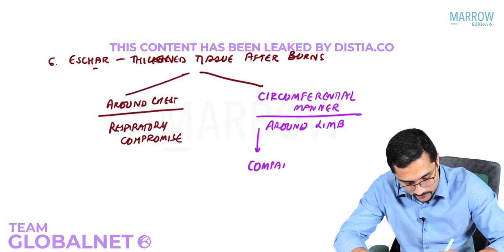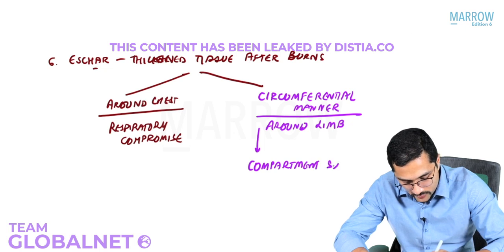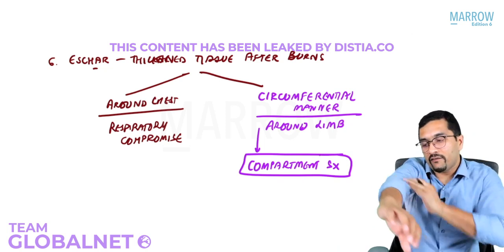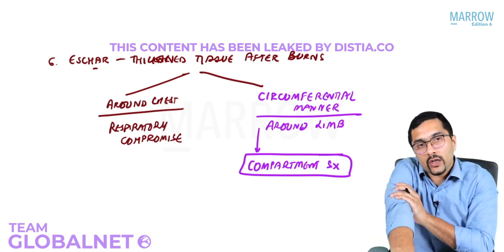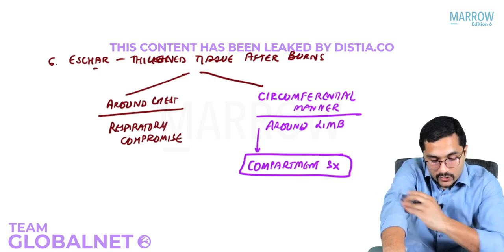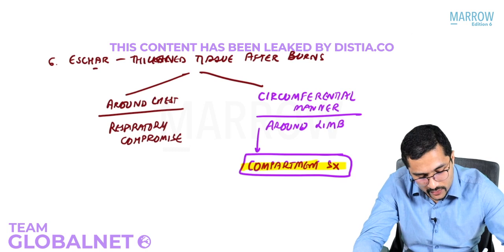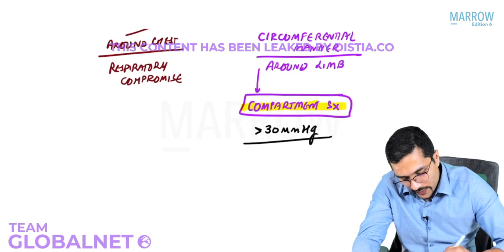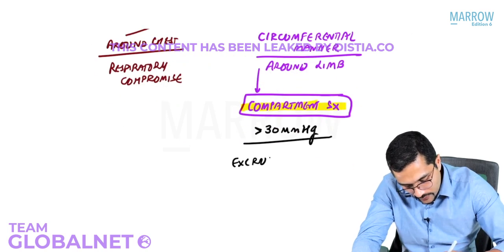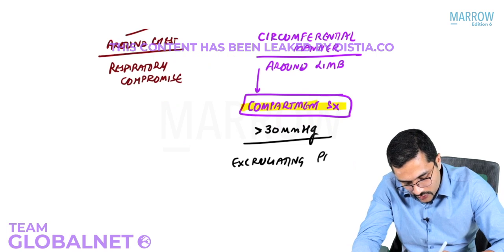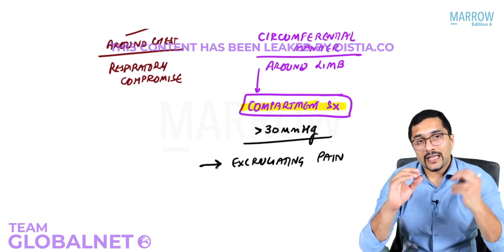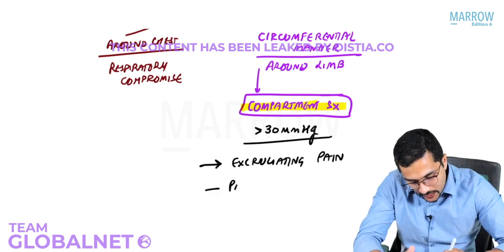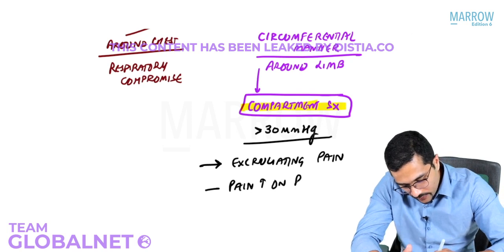We've spoken about compartment syndrome at various places, and you know that it can occur if you have thickened tissue around the limb. Supposing an electrician has a wire wrapped around his hand and he has burns all around the limb, this can give rise to compartment syndrome. Compartment syndrome will occur when the compartment pressure is more than 30 millimeters of mercury. How will the patient present? The patient will have excruciating pain which is not getting relieved by medicines. That will be the typical history, and the pain increases on passive stretching.